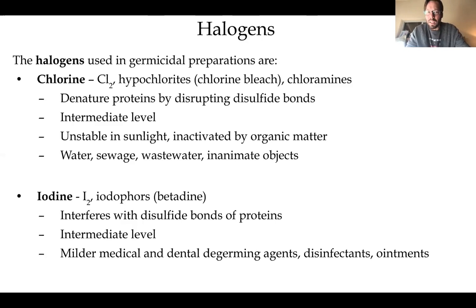They're intermediate level. Oftentimes, they're not going to be stable in sunlight, which is why bleach and stuff is usually in not a clear container. And it's going to be used for treating water in your pool or hot tub or sewage.